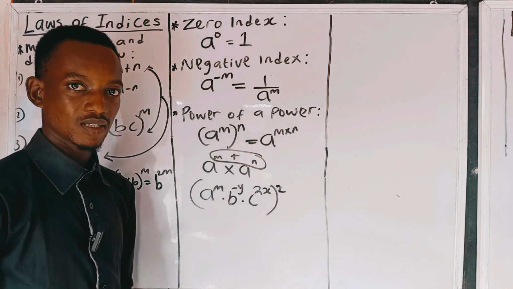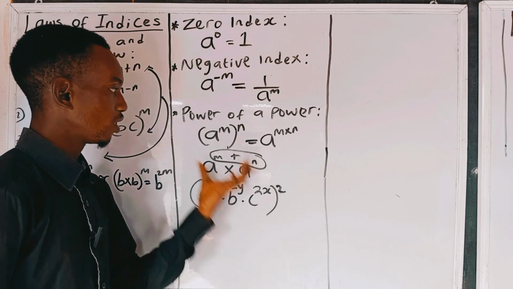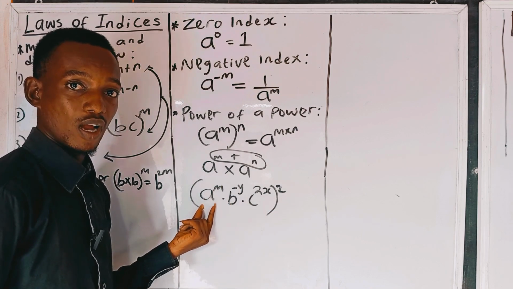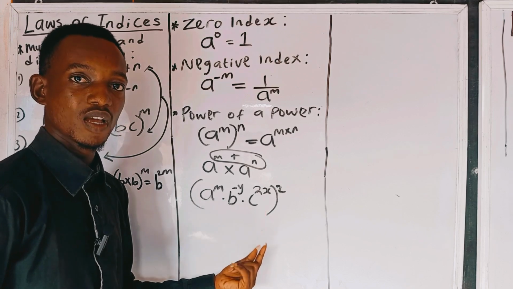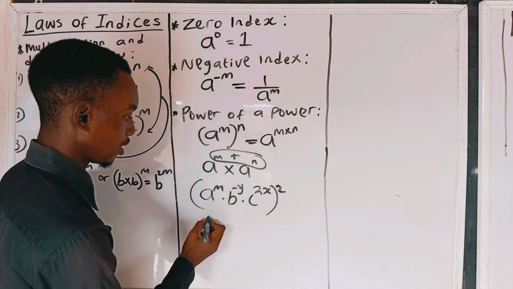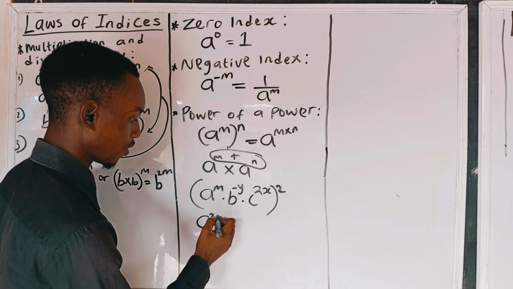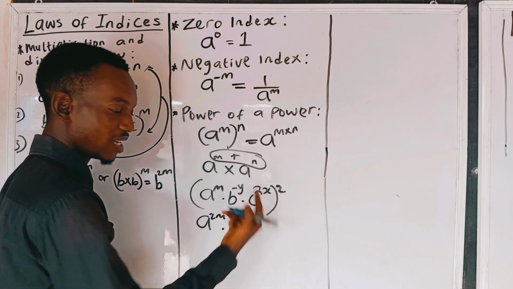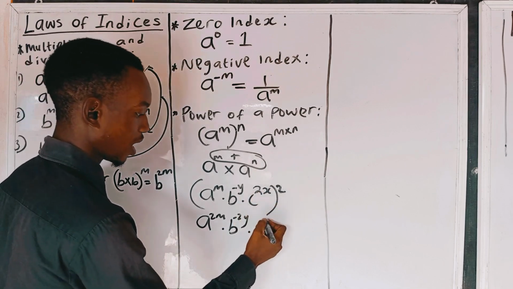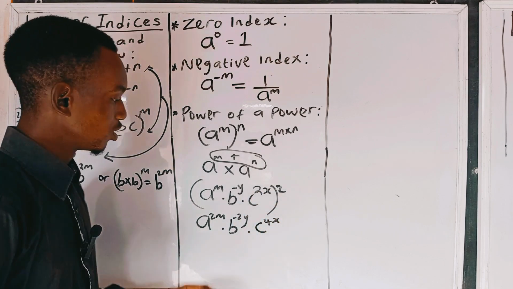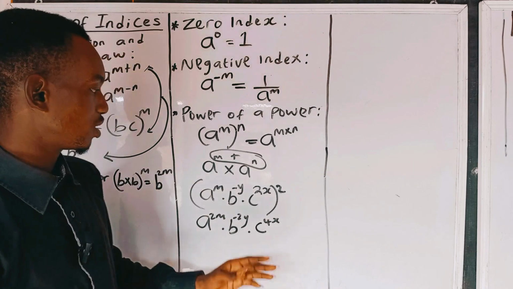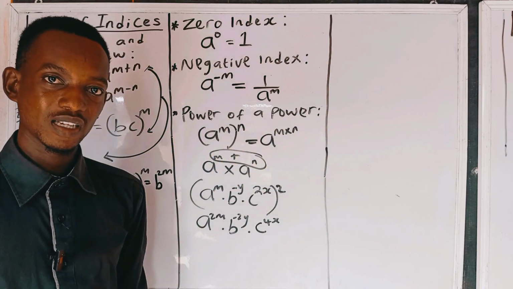This law still applies. When you have power of a power, we multiply the powers. But here now, because we don't have only one base, we have 3 different letters, it means we are going to share the power to all of them. So this one will be a to the power of m times 2, that's a to the power of 2m, times b to the power of 2 times negative y, that's negative 2y, times c to the power of 2x times 2, that's 4x. Can you see? So no matter how long the bracket might be, as far as they have a power, we're going to share the power to everything in the bracket.